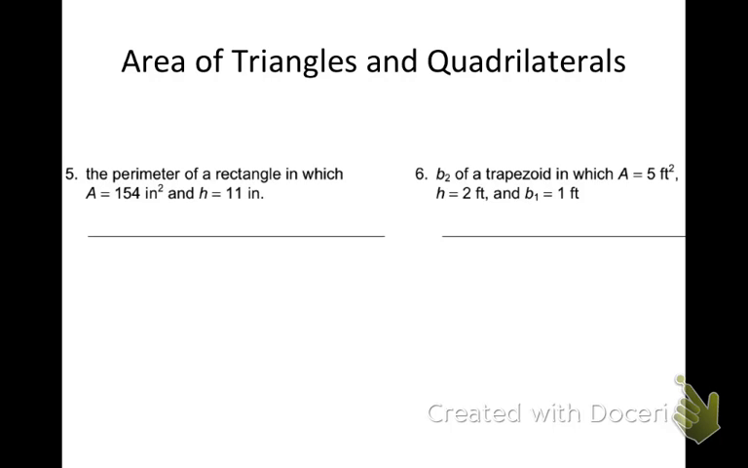Take a couple seconds and try these two. All right, make sure you write the formulas down. Write the formulas down for the rectangle, write the formula down for the trapezoid. Number 6 is a little bit tougher. You can do it though.